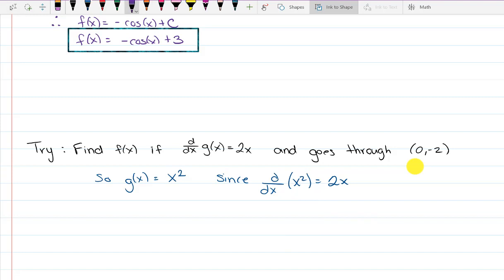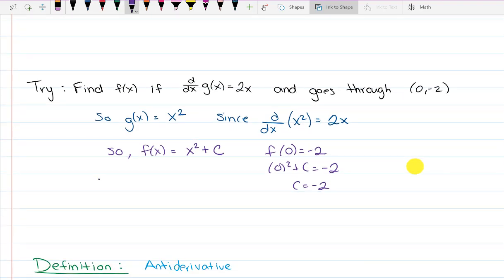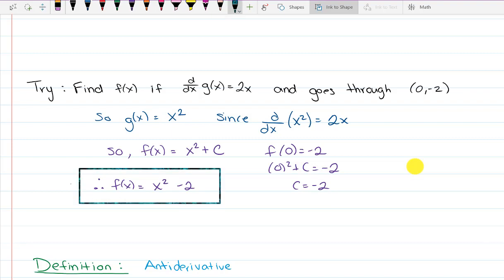So this means that f of x is equal to x squared plus some constant. But I also know that f of 0 is equal to negative 2. So then 0 squared plus c is equal to negative 2. So c is negative 2. So I get my answer that f of x is equal to x squared minus 2. And that's it. That's how you find a general antiderivative.